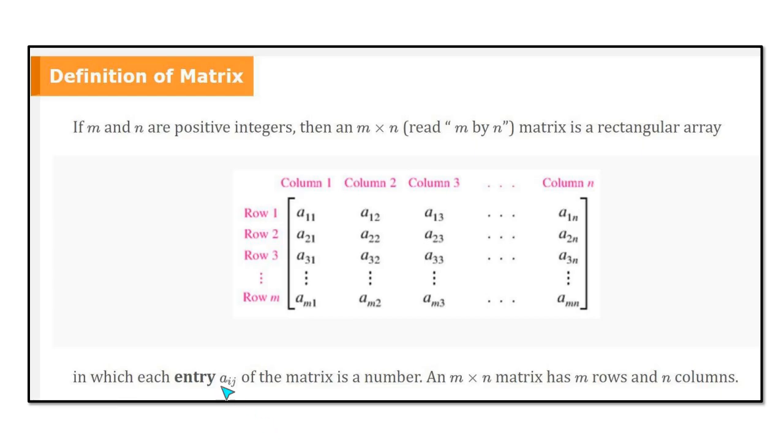The other thing I want to highlight here is the entry, which just means what number is located in the ith row and jth column. And we'll do some examples here in a second.